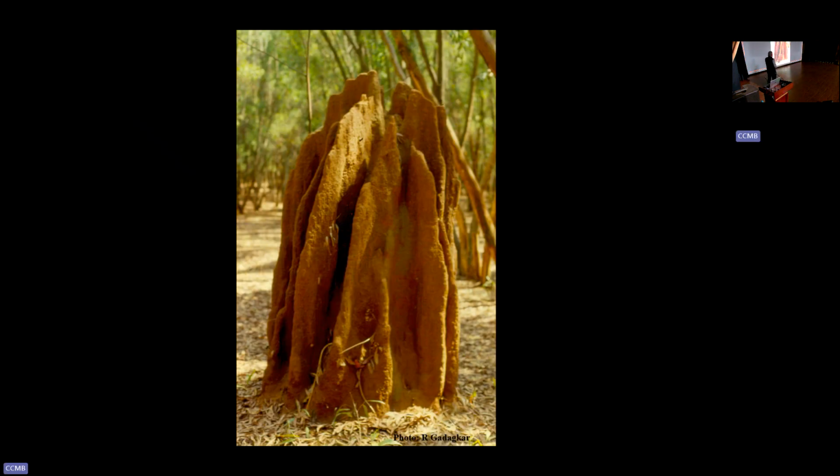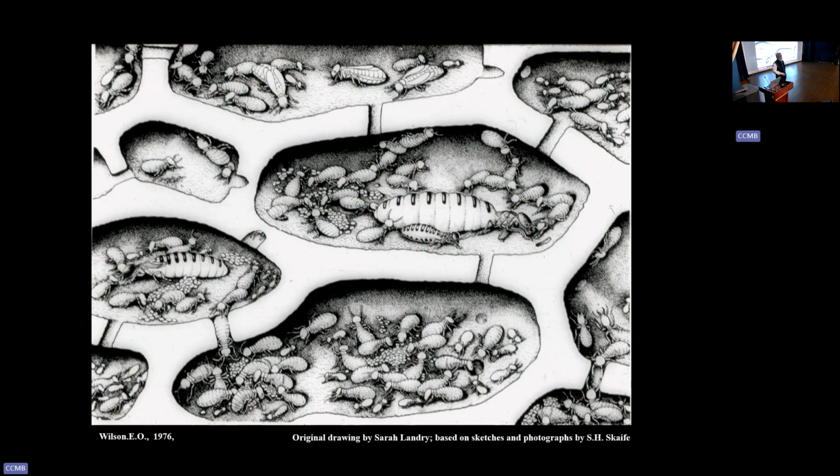You're all familiar with termites. So termites are another example of a highly evolved insect society. This is, of course, the mound that you see outside. Most of the action happens underground, and here is an artist's conception of what a termite colony might look like underground.